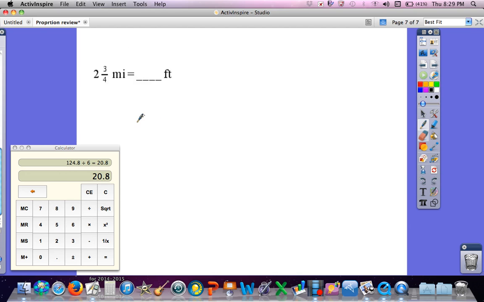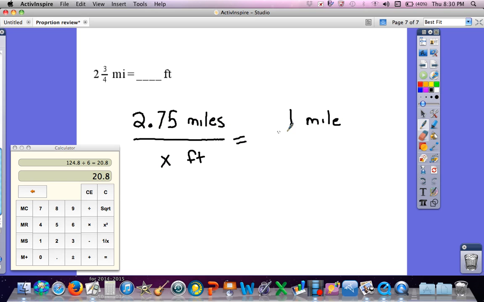And the last one of these that I'm going to do, which I really love, is conversions. I know lots of teachers teach conversions lots of different ways, but I can do this as a proportion. I'm going to actually just, in my mind, make this easy. I want to find out 2.75 miles is how many feet. And if I look it up, I find that 1 mile is 5,280 feet. Once again, I did miles on top, feet on the bottom.